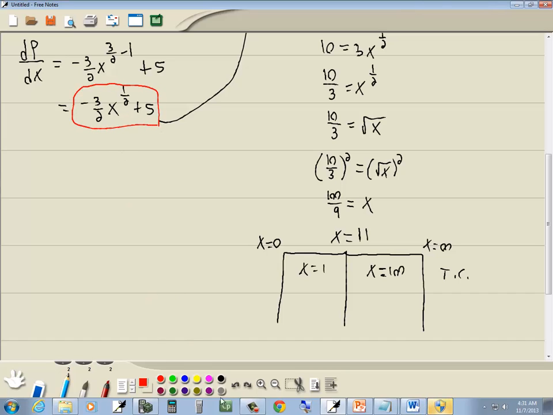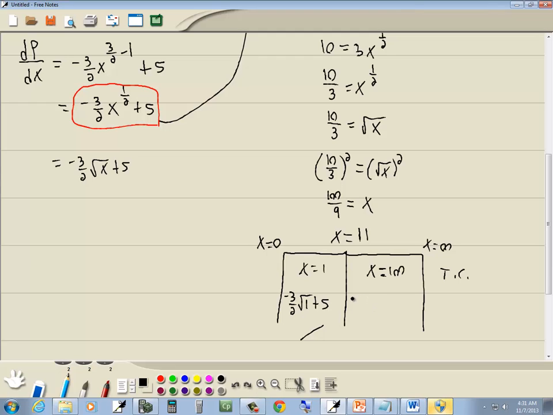Now keep in mind what this represents. This is negative 3/2 square root of x plus 5. If I put 1 in for the x, we got negative 3 halves times the square root of 1 plus 5. Square root of 1 is 1 times negative 3 halves is negative 3 halves, which is negative 1.5. Negative 1.5 plus 5 is positive, so it's increasing.